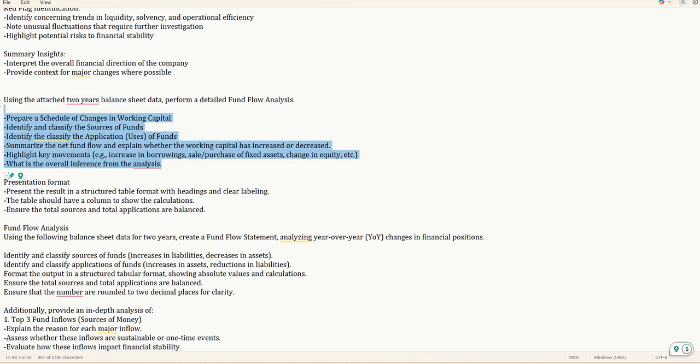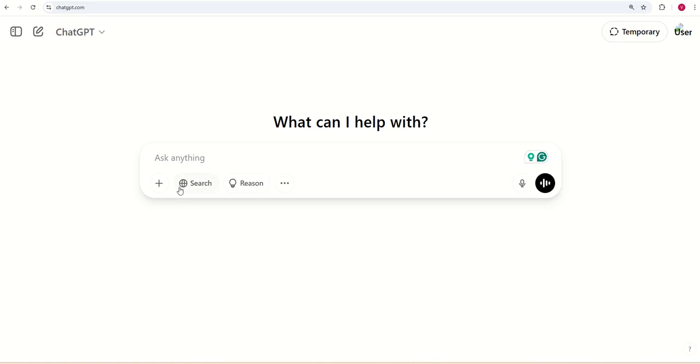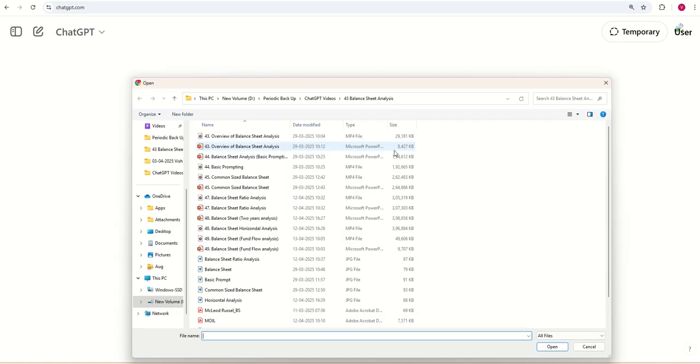And what is the overall inference of this analysis? And the presentation format: present the result in a structured table format with headings and clear labeling. The table should have a column to show the calculations. I want to know how the number is arrived at, and ensure that the total of sources and applications are balanced. If it is not balanced, you should give a reason why it is not balanced. So straight away we go to apply this prompt onto the balance sheet.